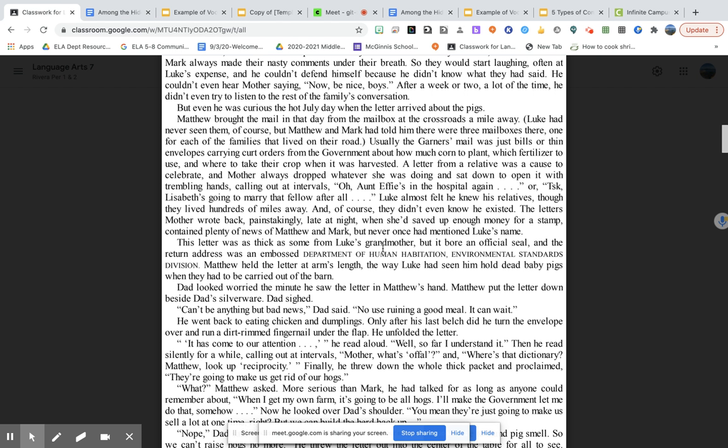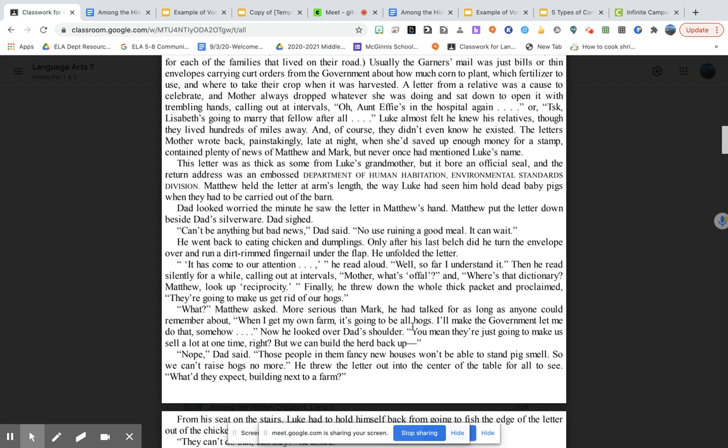Dad looked worried the minute he saw the letter in Matthew's hand. Matthew put the letter down beside Dad's silverware. Dad sighed.